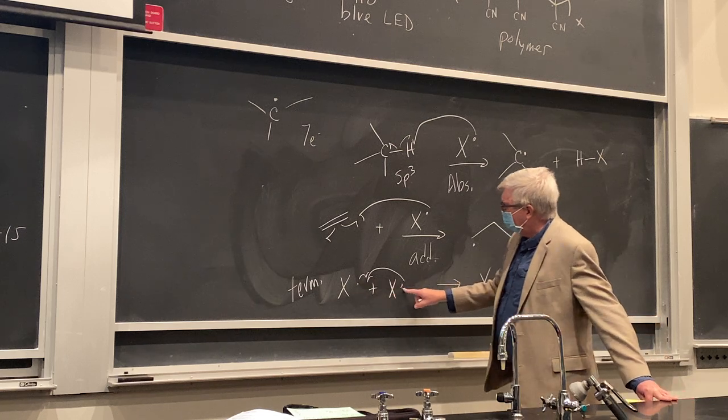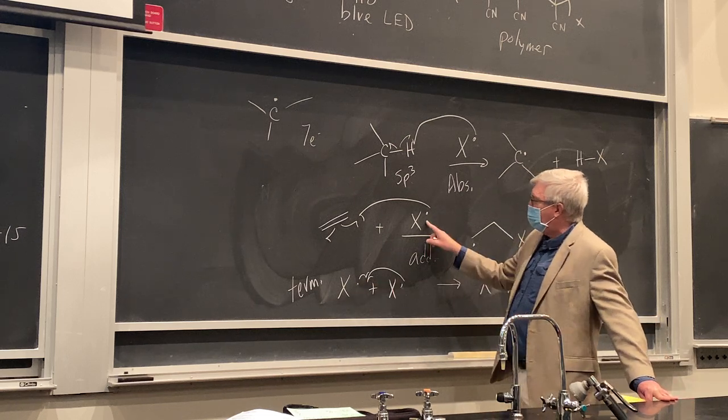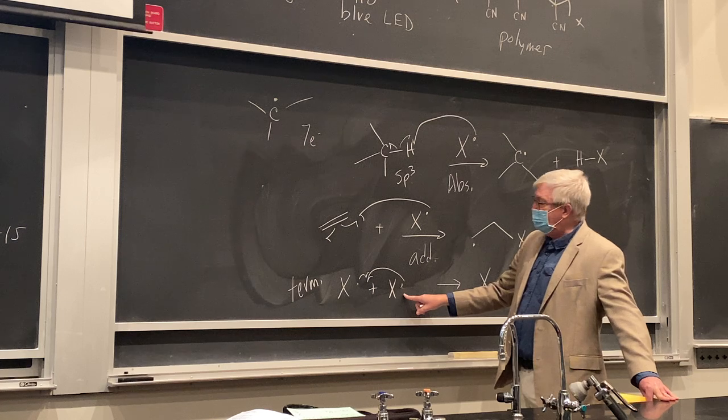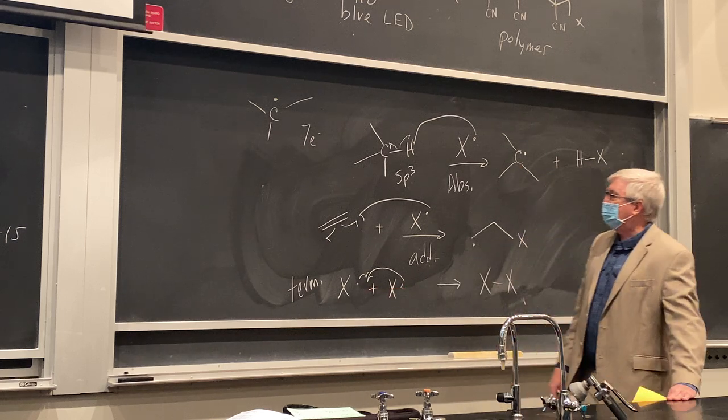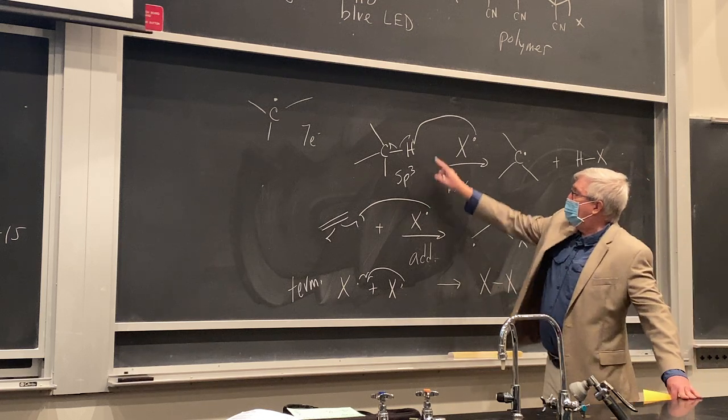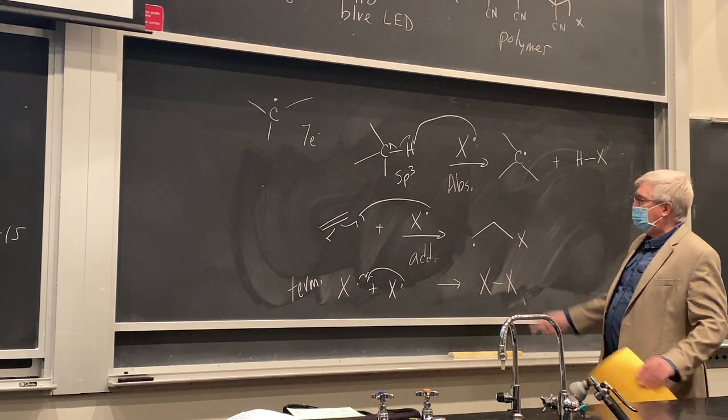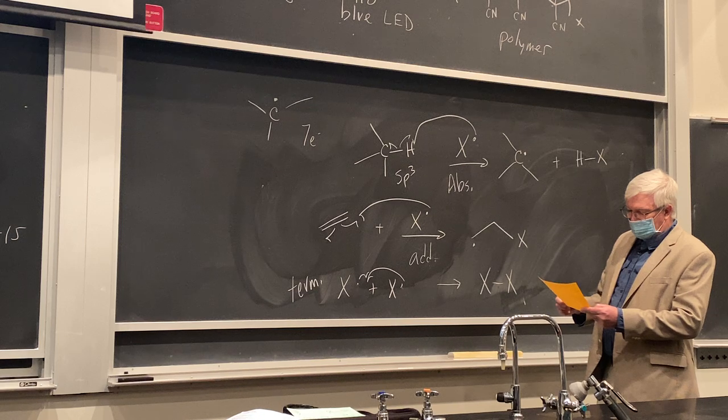This is far less common. Remember, I said radicals are high energy species, intermediates. So to have two high energy species collide together is less common than an abstraction or an addition step. But anyway, those are the three approaches there for that.